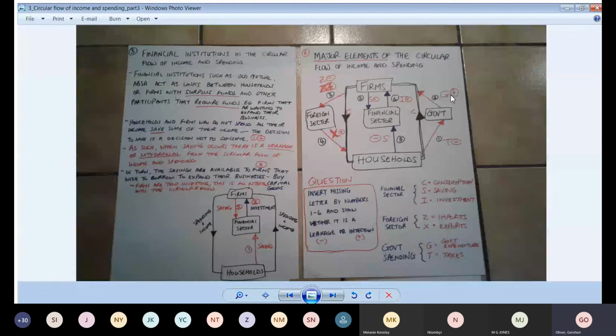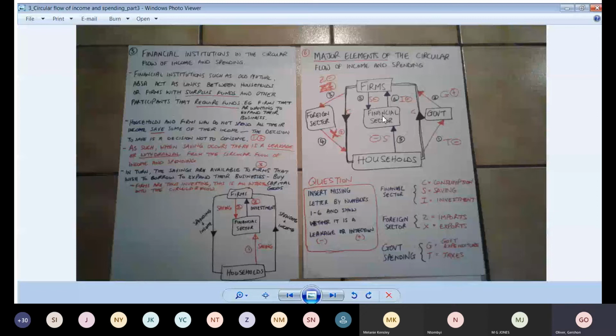Now on the inside over here, we've got the financial sector. Okay, your households are saving part of their income. Who are they saving it with? They're saving it with the ABSAs. They may be putting some of their money into asset managers, into money market funds, unit trusts, right? Because they're saving part of their income. Whatever they're saving, they're not consuming. That's why saving is a withdrawal or a leakage out of the circular flow of income and spending, right?